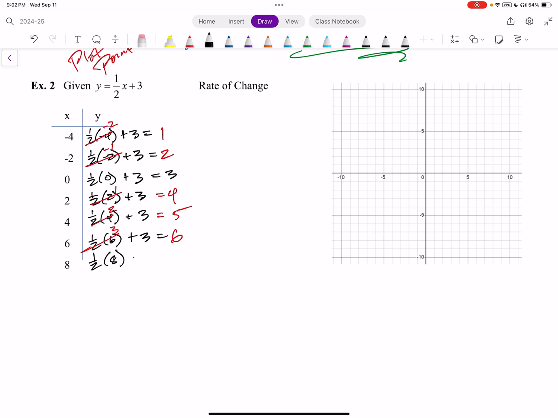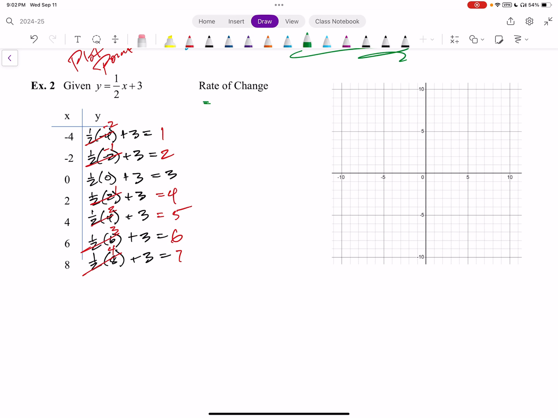So you take 1/2 of 8 and then add 3. Notice I say it's really 1/2 times 8, but 1/2 times 8 is 1/2 of 8, and hopefully you see that. And that's 4. 4 and 3 is 7.